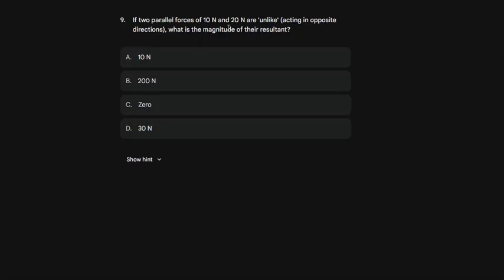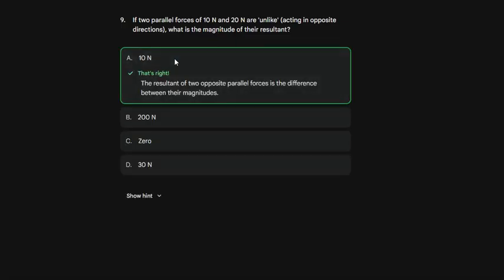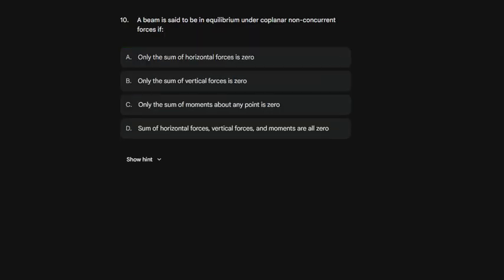If two parallel forces, 10 Newton and 20 Newton, are unlike, acting in opposite directions, what is the magnitude of their resultant? Since they are unlike forces, the resultant is 20 minus 10, that is nothing but 10 Newton. 10 Newton is the correct answer.